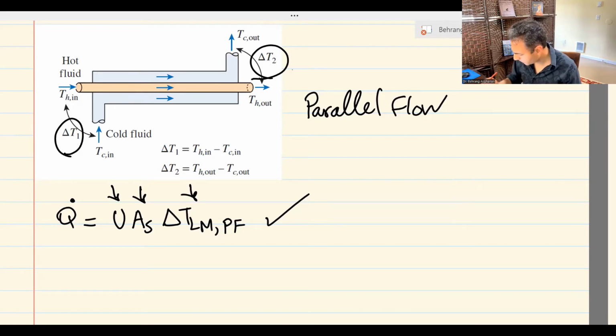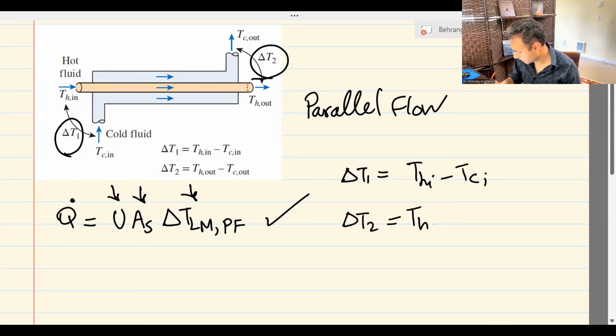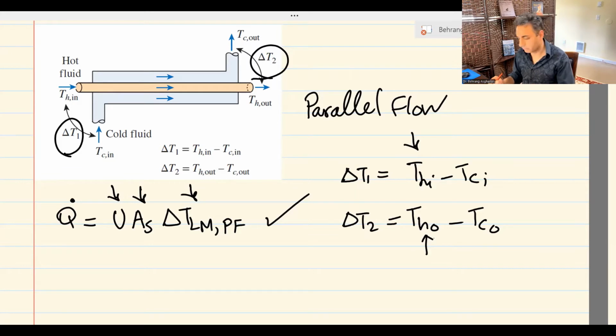All right, so how do we find delta T1? You look at one side, delta T1 is basically T hot in minus T cold in, and delta T2 equals T hot out minus T cold out. Remember, whichever comes first here, I use the hot temperature first. For delta T2, that one comes first also. So if you use the hot temperature first for delta T1, you have to use the hot temperature first for delta T2.